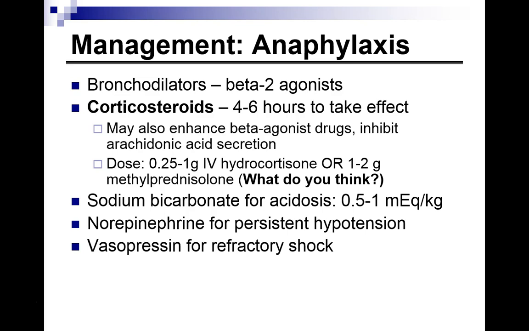Other treatments you may want to consider include bronchodilators like beta-2 agonists such as albuterol, and corticosteroids, which admittedly will not help immediately, but may help with a second phase of anaphylaxis that may occur down the line. Corticosteroids may also help enhance beta-agonist drugs, and they're usually given in a relatively large dose of anywhere from 0.25 to 1 gram IV of hydrocortisone, or even 1 to 2 grams of methylprednisolone.